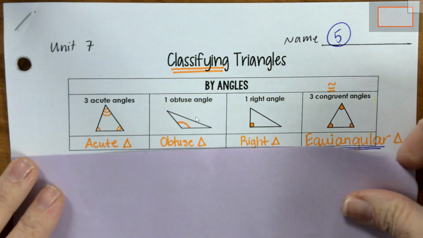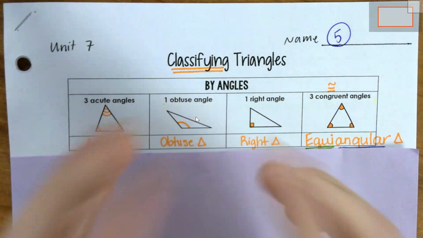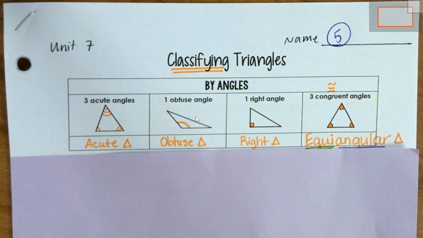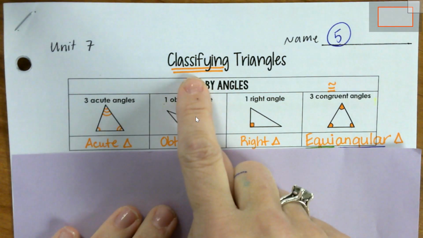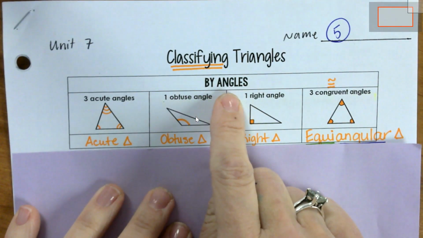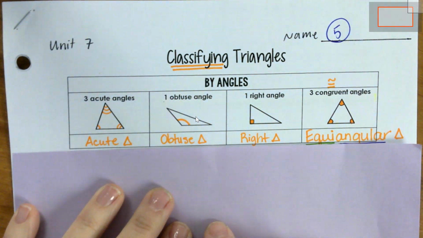Okay, today we're starting Unit 7, and this unit is mostly about triangles, characteristics, and working with them. So the first thing we need to do is make sure that we know how to classify triangles. And we're going to be classifying triangles by their angles and by their sides.